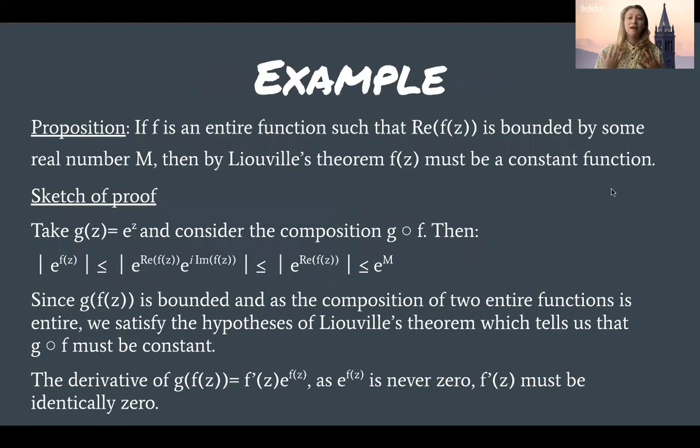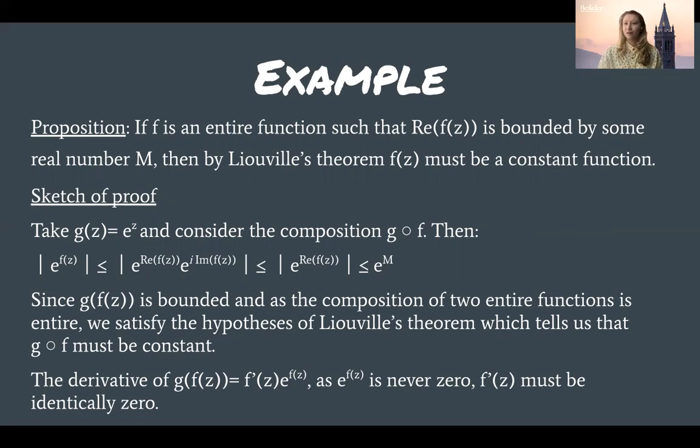So when could we apply it? Well, if f is entire and we have that the real component of our function is bounded, then we get that f must be constant. Let's think about a composition. If we define g of z to be the exponential function e to the z, and we consider composing g with f, then we get e to the f of z. And this magnitude is going to be bounded by writing it as e to the real component multiplied by e to the i of the imaginary. Well, e to the i of the imaginary is going to be like moving around the unit circle. So we're bounded by 1.